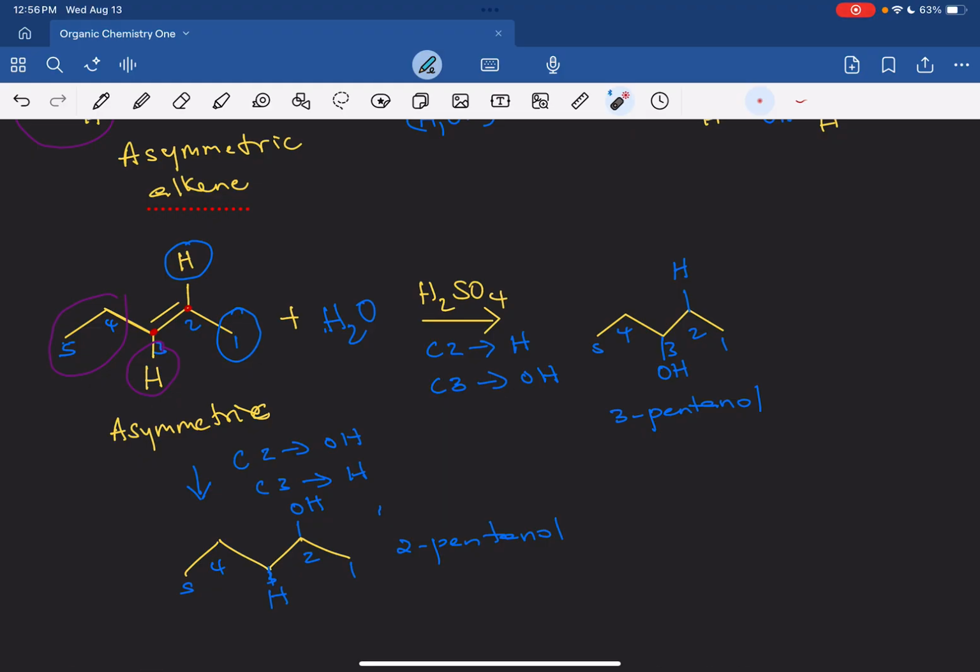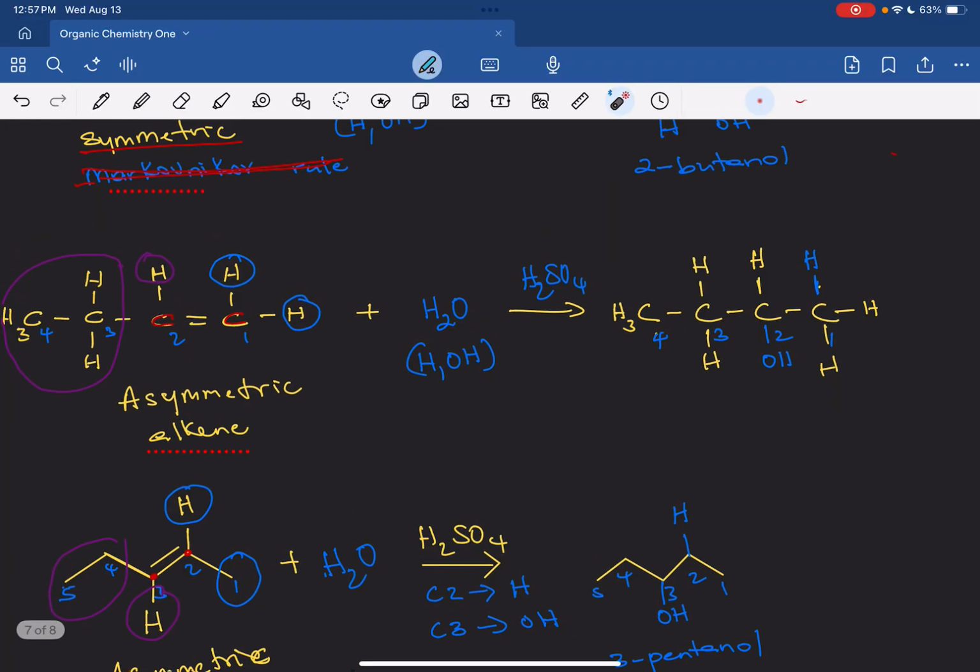If you don't remember any of that, you're in an exam and you're like, lady, I don't remember any of what you just said, just perform the reaction. Add the hydrogen to 2, add the OH to 3, right? Do the opposite, as in flip it. And if you name the two compounds and they are different, then you know you get two products. That's also an easy way to remember.